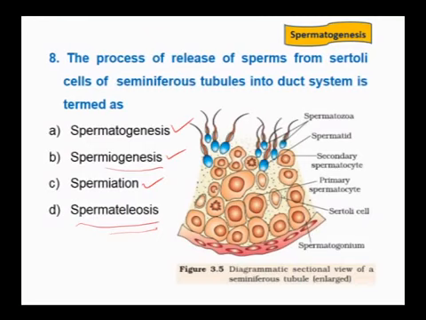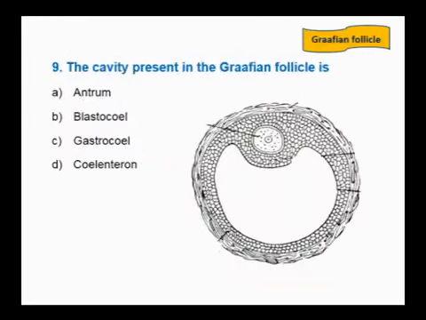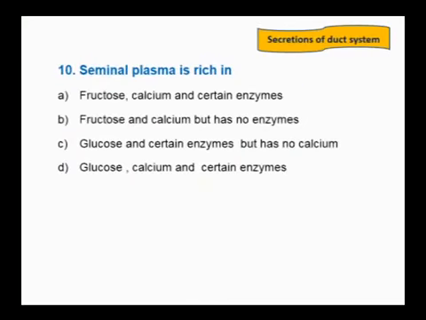So here the correct option is C. The cavity present in the Graafian follicle is. Graafian follicle structure is being described. This is called theca externa. This is called theca interna. This is called membrana granulosa. This is called cumulus oophorus. This encloses the secondary oocyte. The cavity present in it is called antrum. A direct question. So therefore the correct option is A.